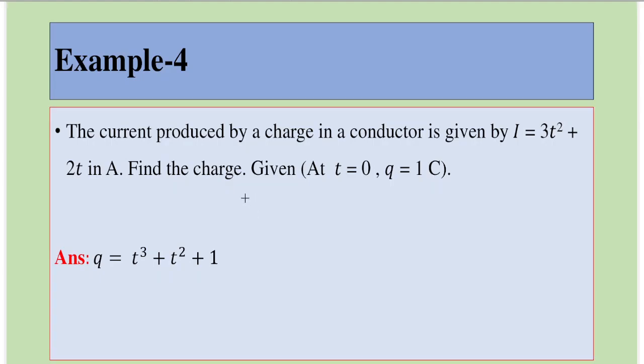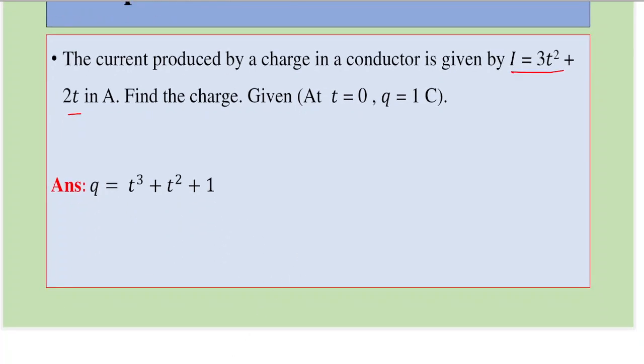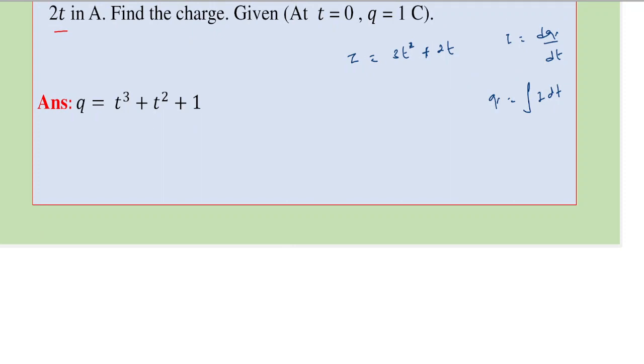Example 4 says the current produced by charge in a conductor is given by I is equal to 3t square plus 2t. Find the charge. So here I is given. So I is equal to 3t square plus 2t. We need to find what is the charge. Now we learned that I is equal to dq by dt. Now from here, if we need to find the charge, then charge is given by integral of I into dt. So we need to integrate this to find the charge.